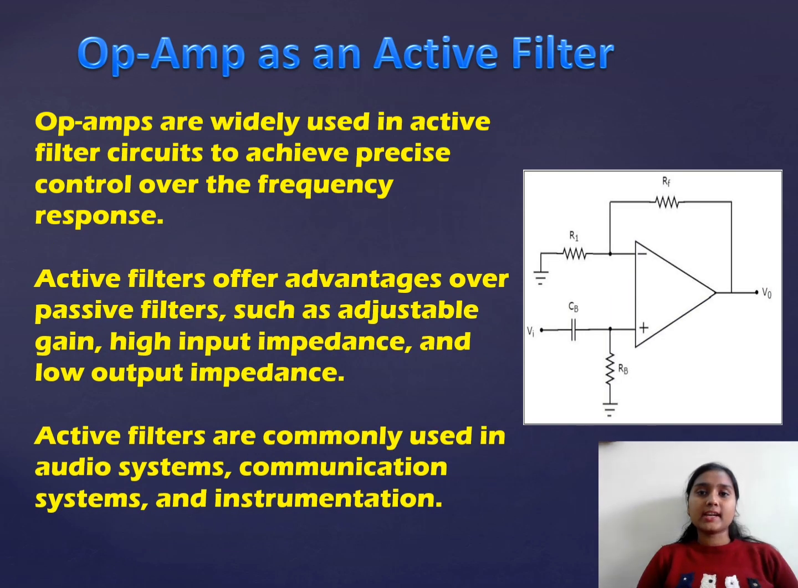Op-amp as an active filter. Op-amps are widely used in active filter circuits to achieve precise control over the frequency response. Active filters offer advantages over passive filters such as adjustable gain, high input impedance and low output impedance. Active filters are commonly used in audio systems, communication systems and instrumentation.